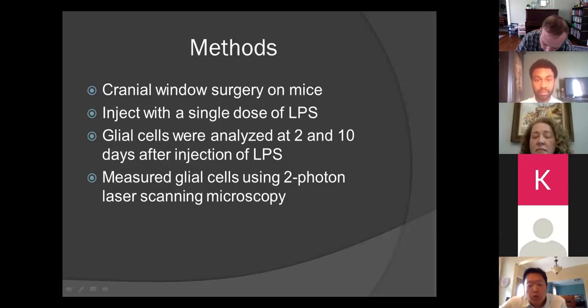Now the methods for this second study. They use a cranial window surgery on mice, and what they do is inject these with a single dose of LPS. Then these glial cells in the central nervous system are analyzed at day 2 and also day 10 after injection of the LPS. And how they measure these glial cells is using 2-photon laser scanning microscopy.